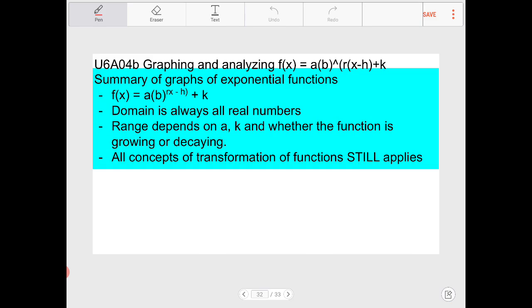All concepts of transformations of functions still apply. So all those things that we learned about transformations of functions in the previous unit, okay, please don't throw that out the window. We need to reapply them here.